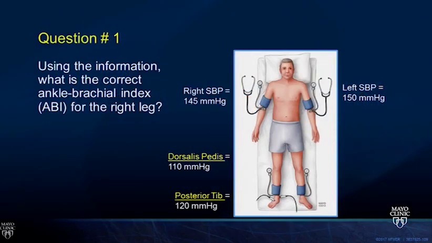All right, let's go through some of those questions again. The first one is your math question of the day. Using the information, what is the correct ABI for the right leg? Be tough. I want to see you calculate it for the left leg. Okay, we'll go with the right leg. They're different numbers than the one I gave during the talk.